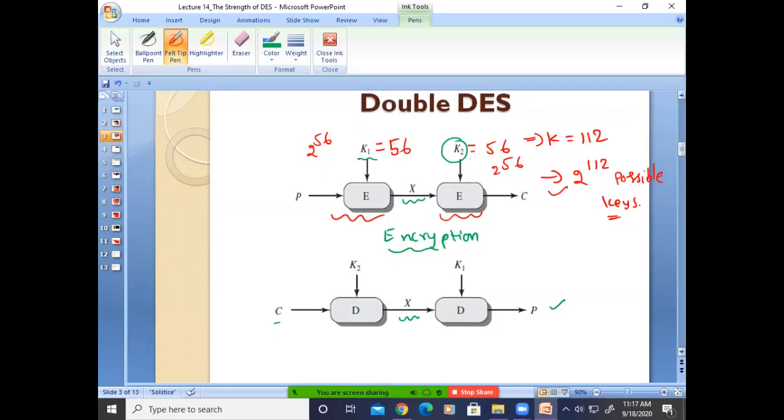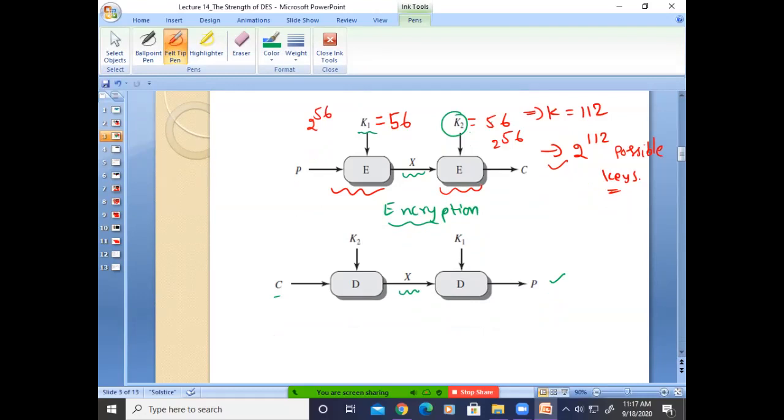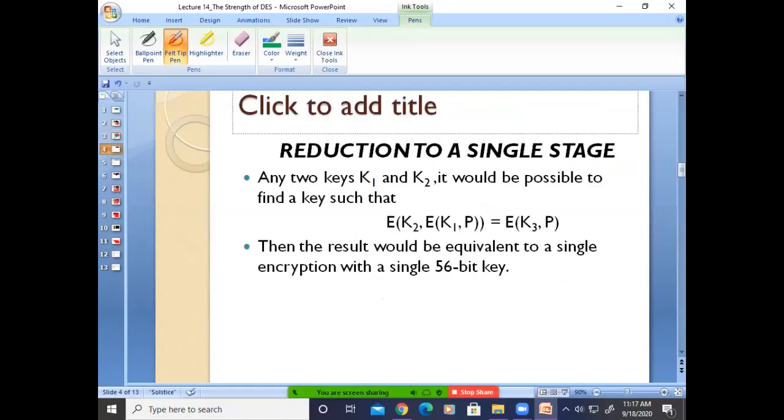So here we can see a drawback. There may be a chance that using K1 and K2, it will generate a third key, right? With 2 power 56 possible keys, different sequences will be generated. So there may be a chance that two keys will be the same, or that combining K1 and K2 will generate another key. This would make it possible to find a key such that the encryption with K2, and we have already performed encryption with K1 and P, so that we get a different key for the plain text, and this encryption and that encryption may be equal.